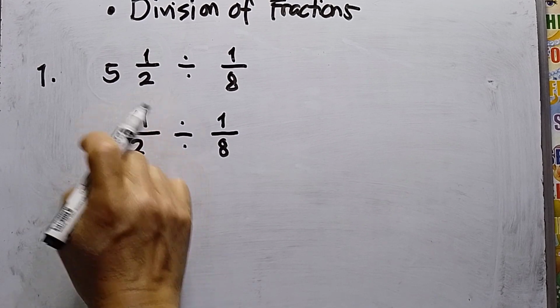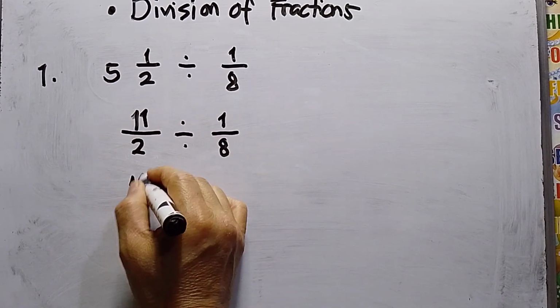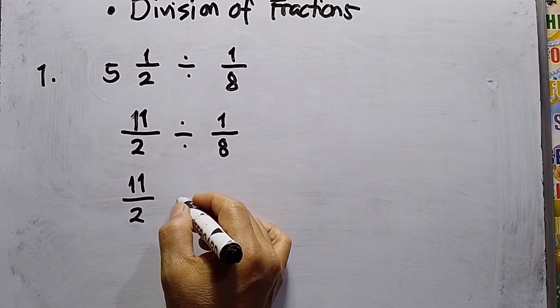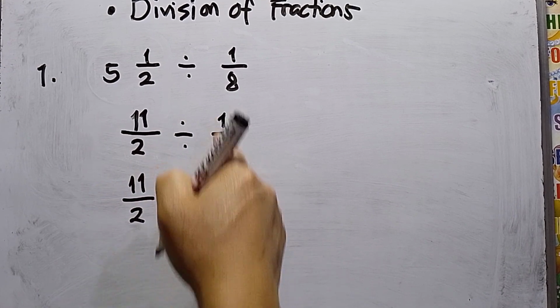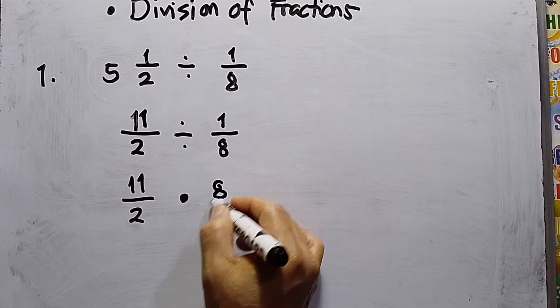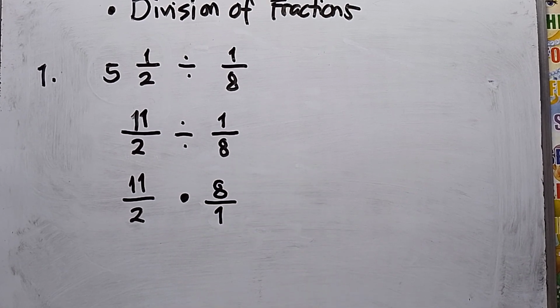Okay, so first fraction, second fraction. So copy the first fraction, then change the division operation to multiplication, and then flip the second fraction, which is 8 over 1. This is the upside down.